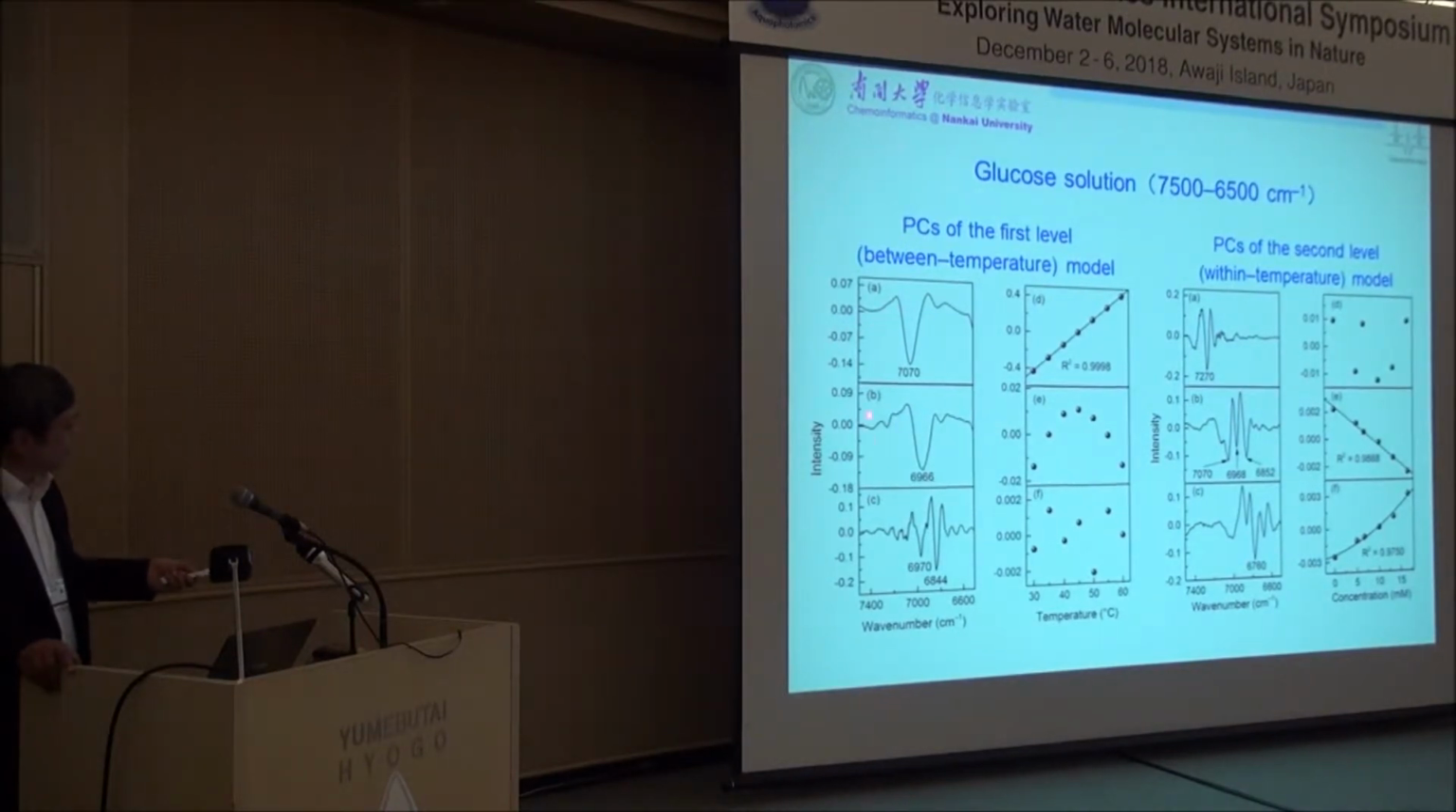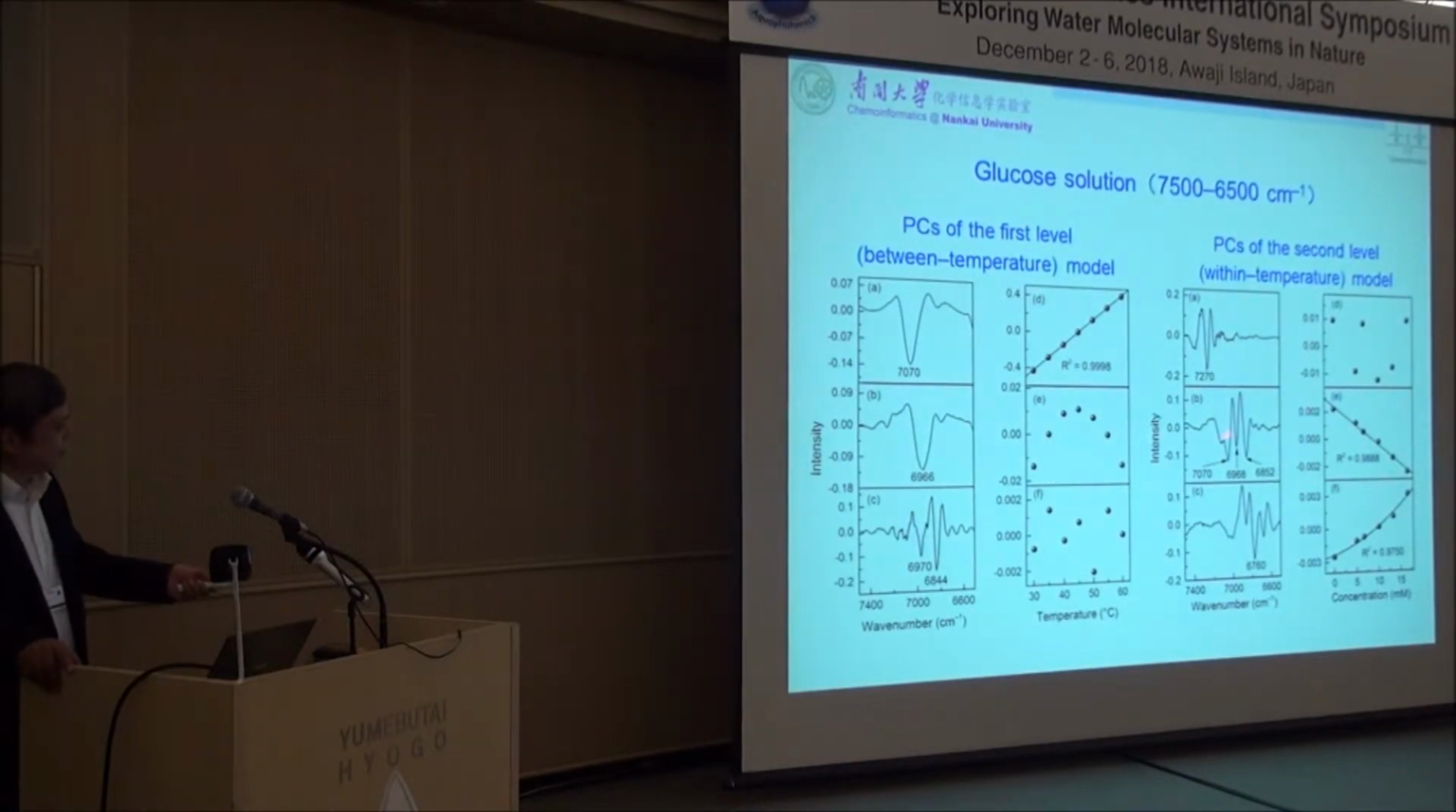Now we can obtain the loading and the scores. From the loading, we can see some of the structural information. But in the score, we can get a very good straight line for the temperature and the coefficient. And in the second level model, we can get 3 loadings and 3 scores.